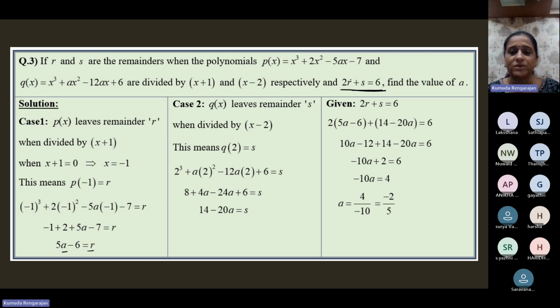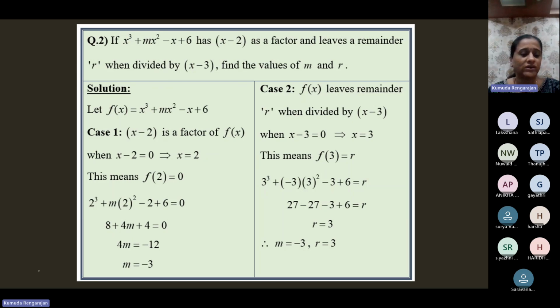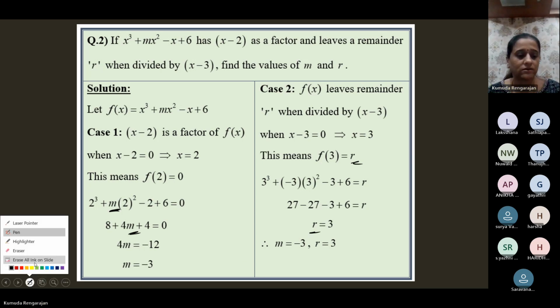So we'll find the expression for r and we'll find the expression for s. We'll substitute here and with the help of this equation, you will be able to find the value of a. So here we have r is equal to 5a minus 6. See, in the earlier questions, when we solved, we were able to find the value of this m or r, whatever variable was involved there.